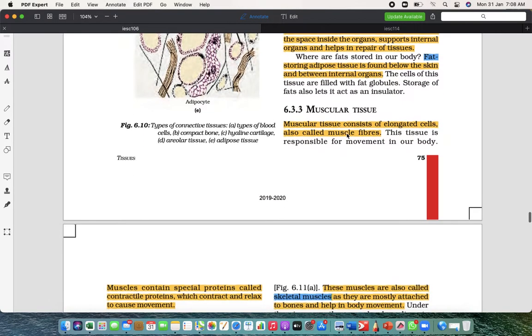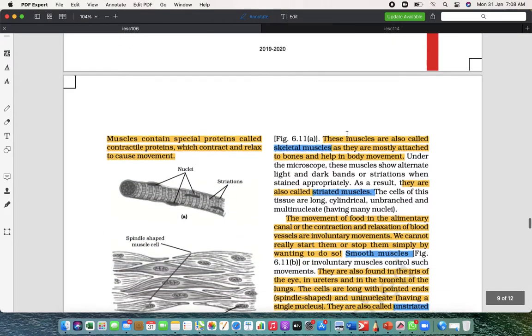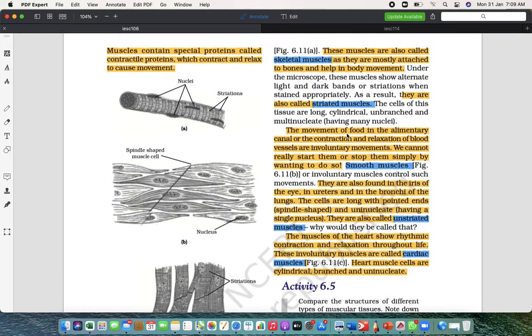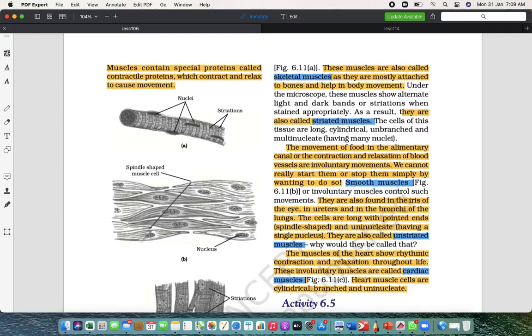Okay, muscular tissue consists of elongated cells, also called muscle fibers. Now, muscle fibers contain a special protein called contractile protein, which helps them contract and relax, right? The first is skeletal muscle, striated muscle; smooth muscle, unstriated muscle; and cardiac muscle. Skeletal muscles are attached to the bones, striated. They are long and cylindrical, as you can see in the figure next to it. The movement of food in the alimentary canal, right?